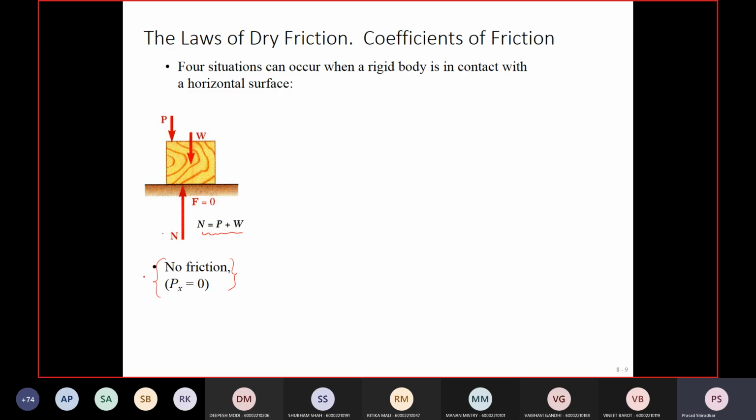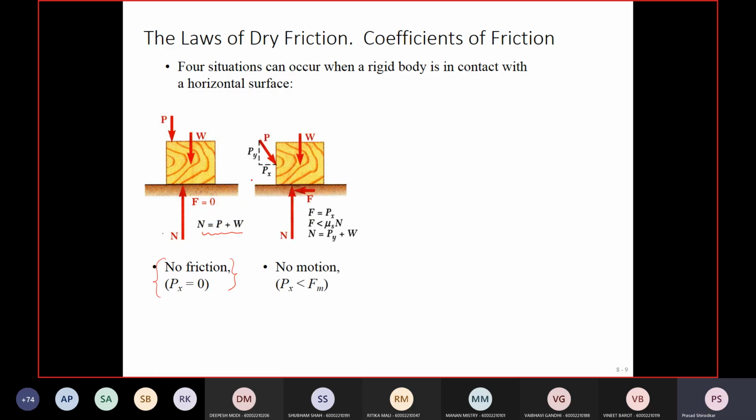Right? Now, if I change the angle of this force P, there will be two components of this force P, Px and Py. Py in the vertical direction, Px in the horizontal direction. So the frictional force in this case, when I apply the equation of equilibrium, is equal to Px. Now, the frictional force in this case is less than mu static into N.